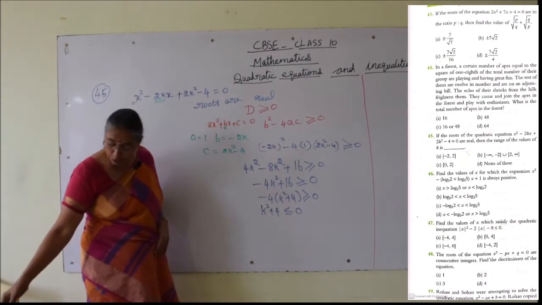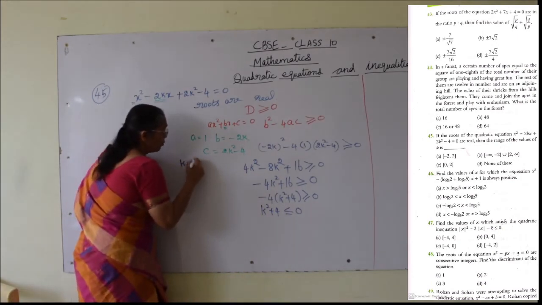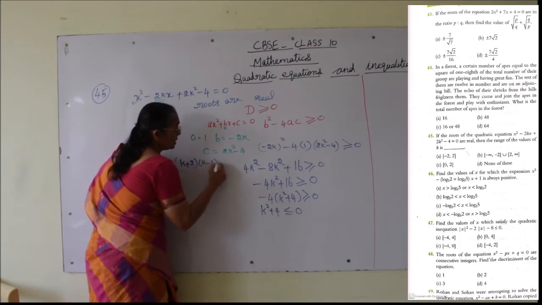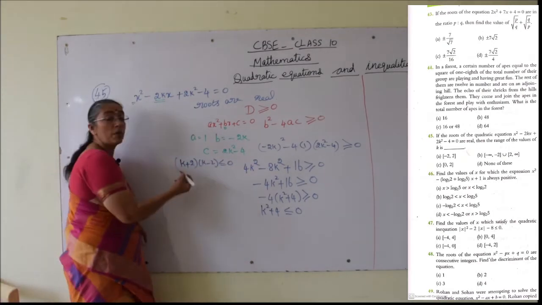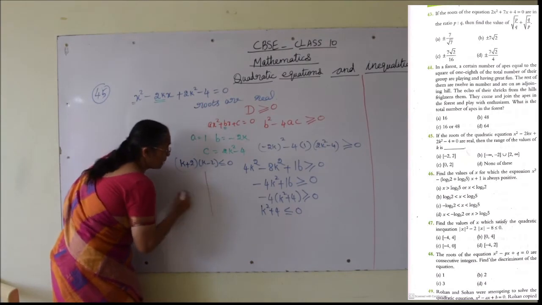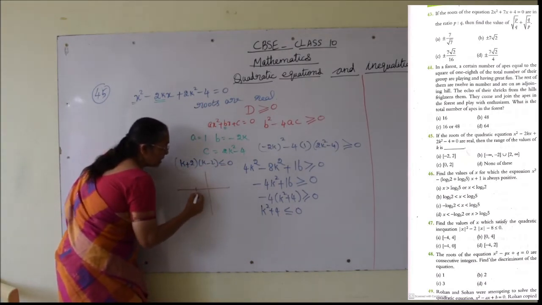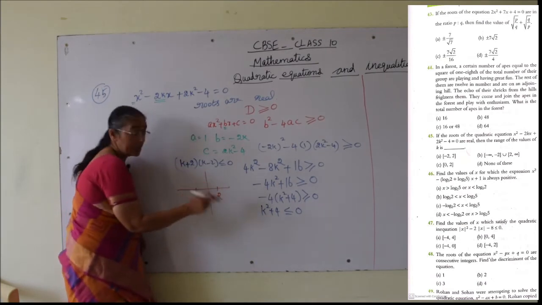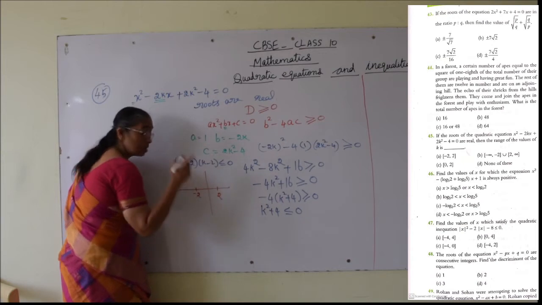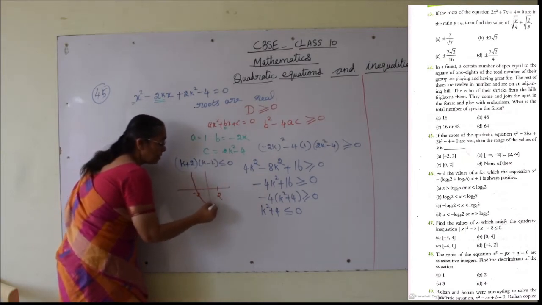When you factorize, how will you get it? The factorization is k plus 2 of k minus 2 less than or equal to 0. Now, after factorizing a quadratic inequality, how will we find the values? The expression is less than 0, and the two roots are minus 2 and plus 2. Coefficient of x square, that is coefficient of k square, is greater than 0. A is positive. So, the graph is like this.